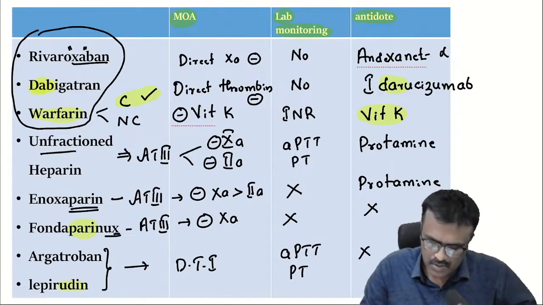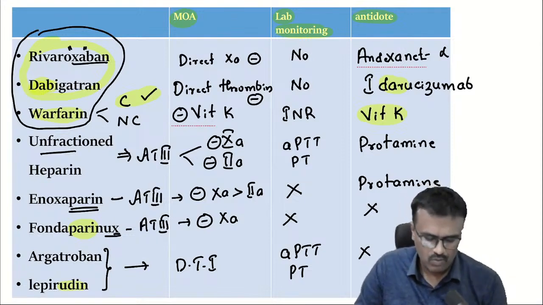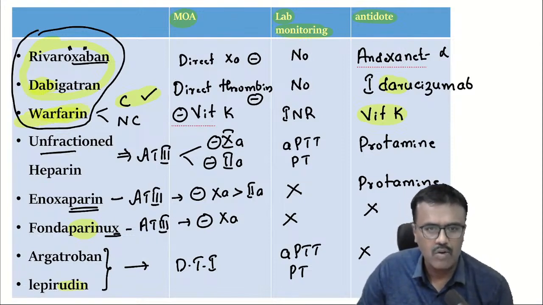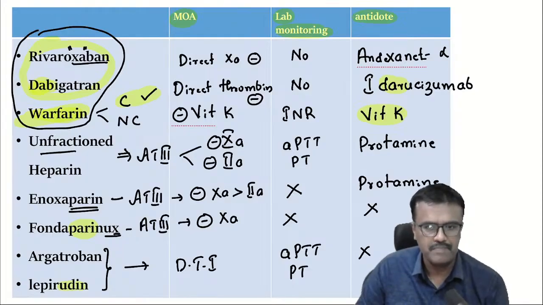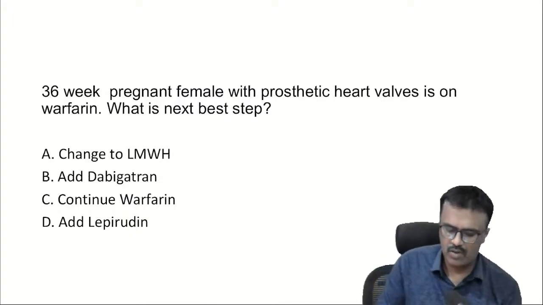But the first two drugs are new drugs. They are called NOACs. Warfarin, similar drugs are coumarin, dicumarol. I hope you got this. Now let us move on to the next question.